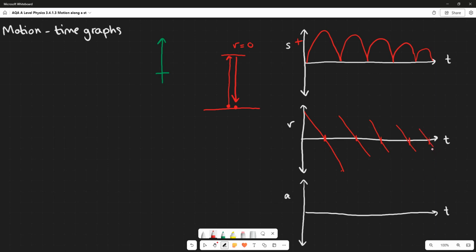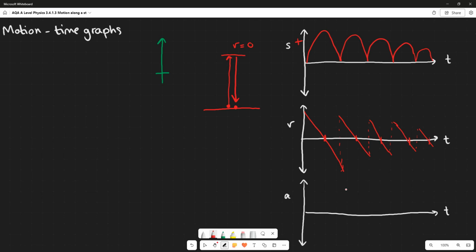Okay, so hopefully you get the idea. If you do need to connect these lines together, we do it with a dotted line to indicate that this is an instantaneous change.